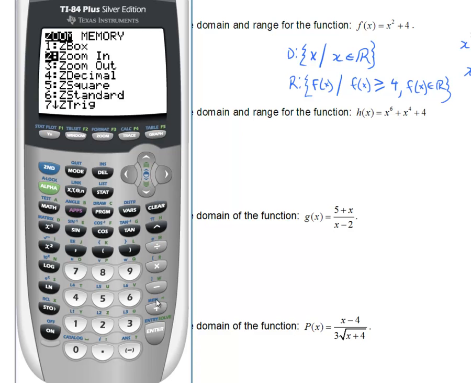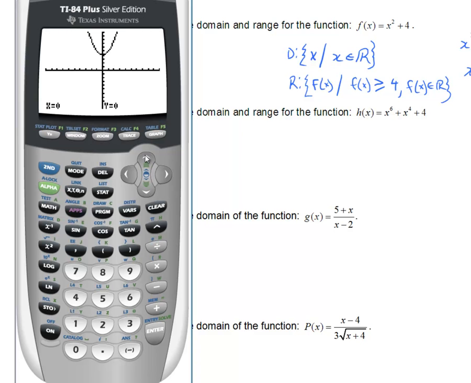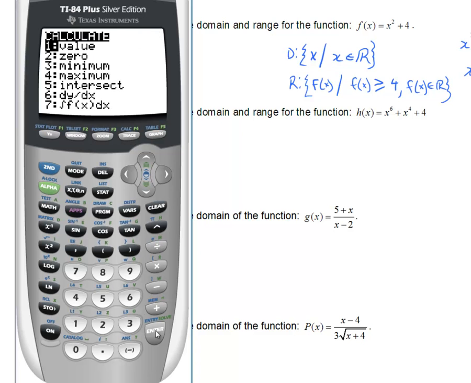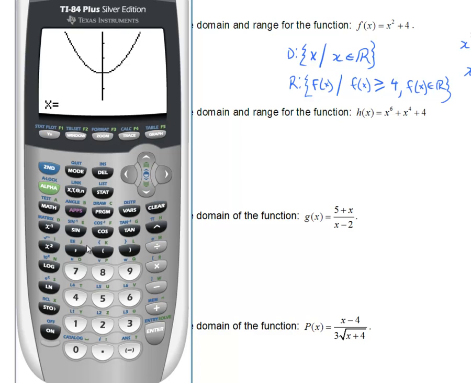If we zoom in to around where the vertex or the smallest point is, we can see this would be 2, 3, 4. And if we move our cursor around it, you see it's about 4. If you want to calculate the value, we know that this is the point where x is 0. We find that that point is y equals 4. And that's why we have f of x such that it's greater than or equal to 4.